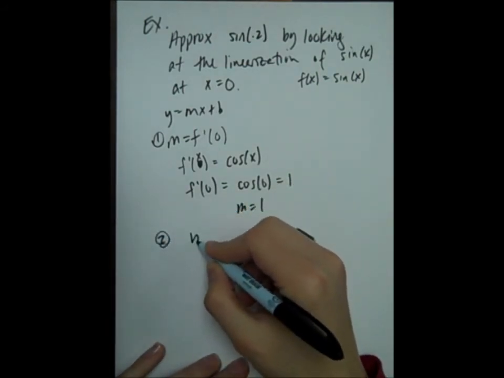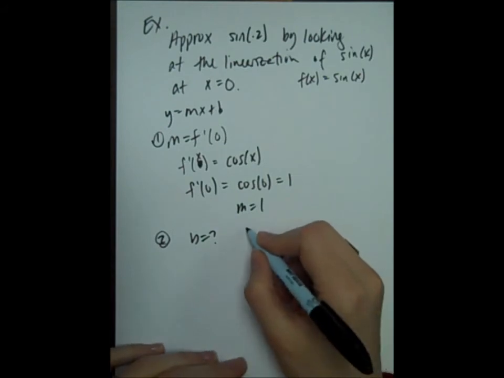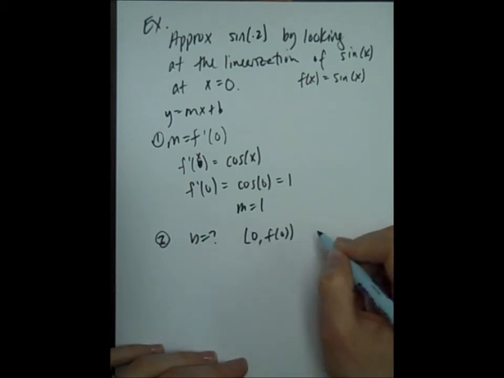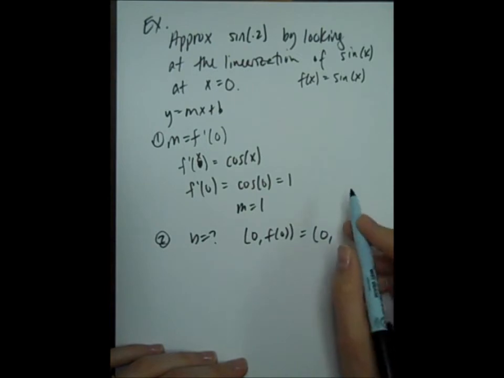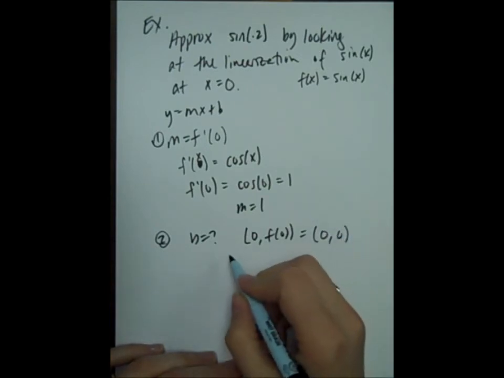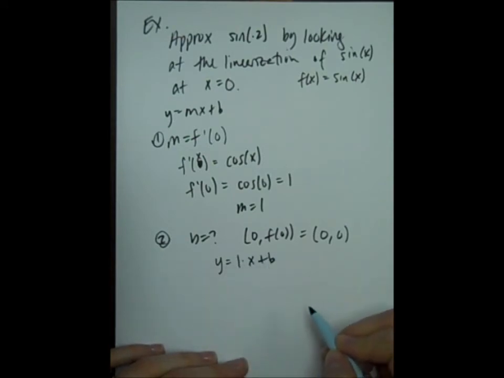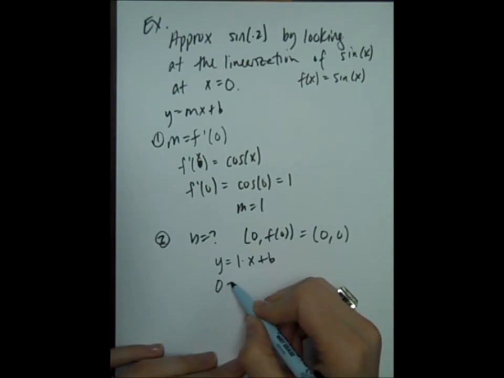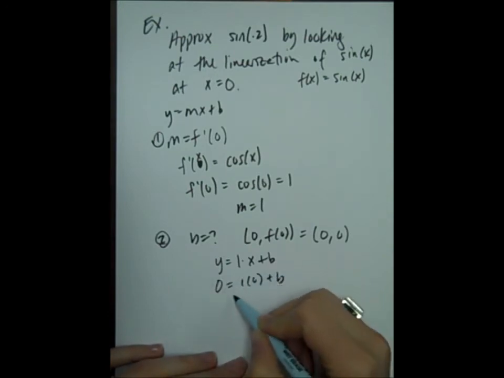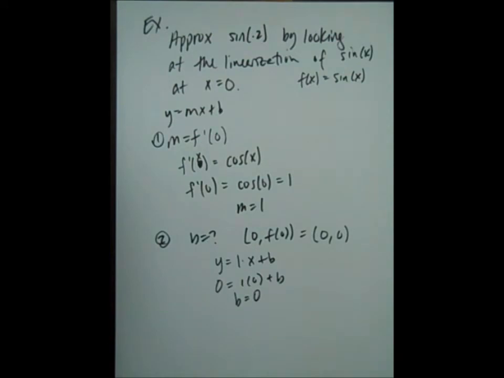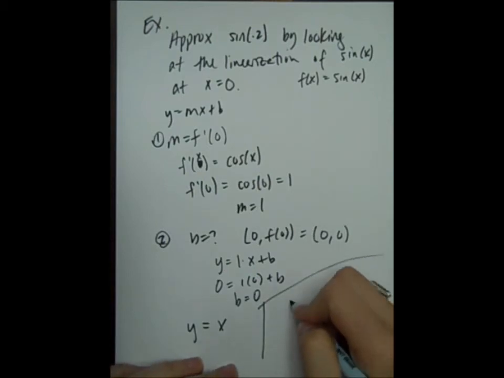Now I need to find b. Remember, to find b, you're going to use the point 0, f of 0. Always go back to your original function. If you plug in 0 to sine, you get 0. So at this point, my equation is y equals 1x plus b, or just x plus b. Now I'm going to plug in the point 0, 0, so I get that b is 0. That tells me that the equation of my tangent line is y equals 1x plus 0, so just x. Alright, so I found the equation of my tangent line.